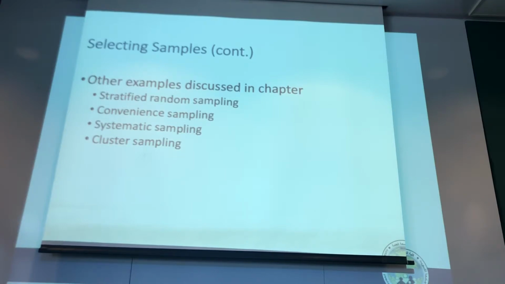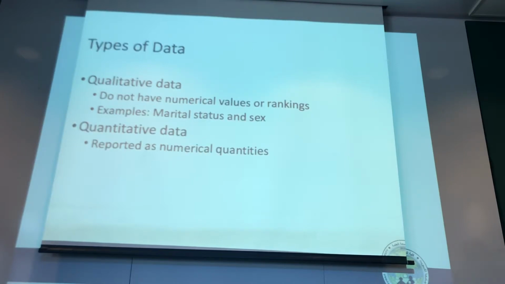Other examples discussed in this chapter: we have stratified random sample, systematic, and cluster sampling. Here we have qualitative data and quantitative data. Okay, we know qualitative is numerical or ranks, managerial stats and sex.